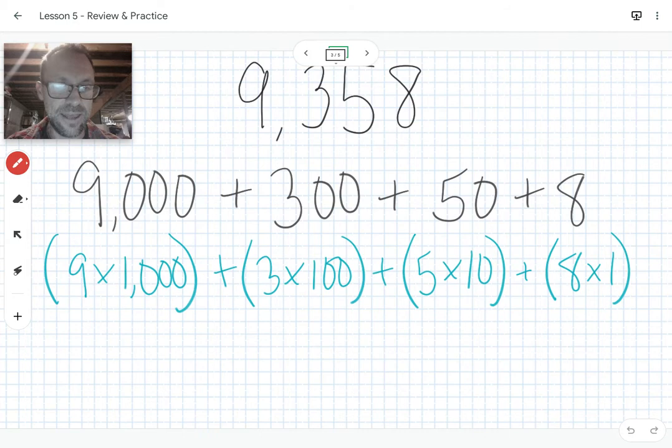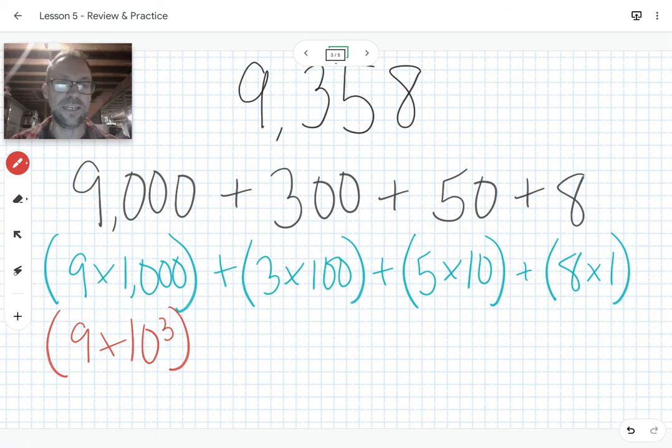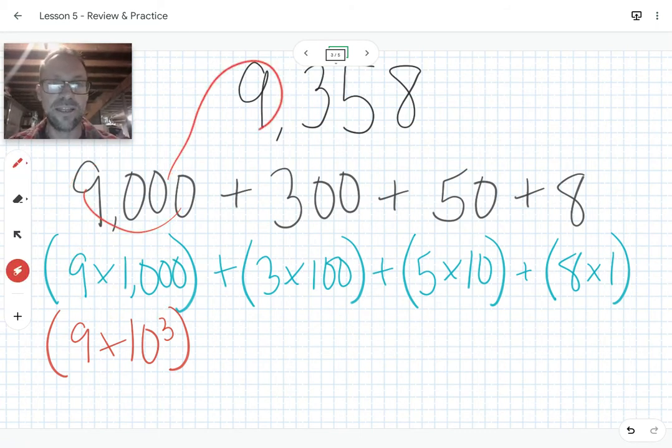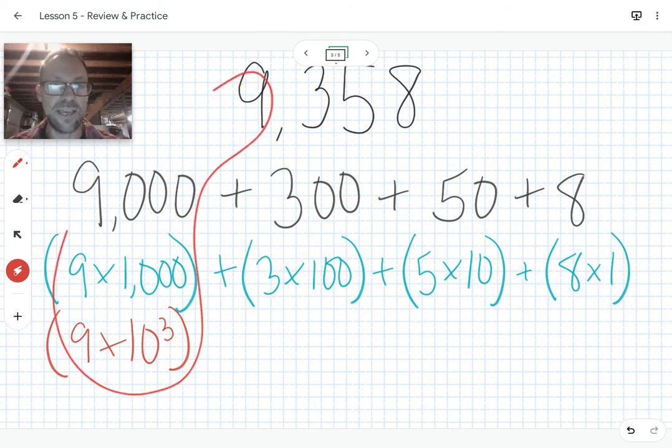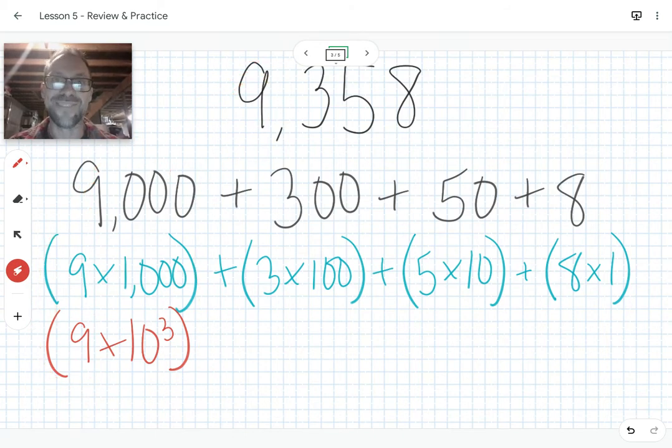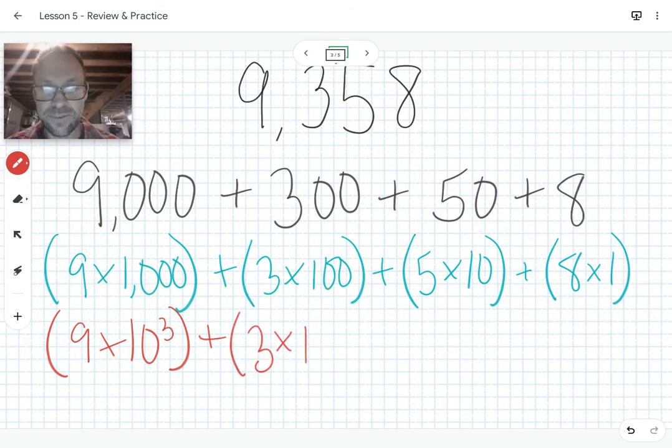Let's see. 1,000 was 10 to the third power, and that's going to be times 9. 9 times 10 to the third is 9 times 1,000, which is 9,000, which is 9 in the thousands place. These are all the same. Okay, let's keep going. 100, that's 10 to the second power. So we'll add to that 3 times 10 to the second power.